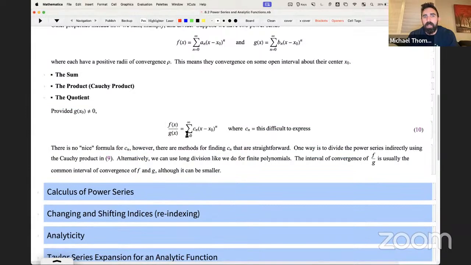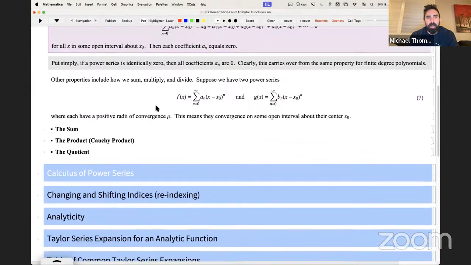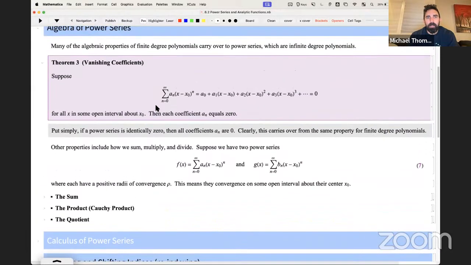And then for quotients, you can divide these guys. It's a little trickier though. There's no nice formula for this. But typically the way we handle this is we use kind of multiplication in reverse, or we can just use long division like we do with polynomials. We will run across some of these as we progress. And then the other property that carries over is this one. Let's say that you have a polynomial equal to 0. In this case, let's make it an infinite degree polynomial, and it's equal to 0.